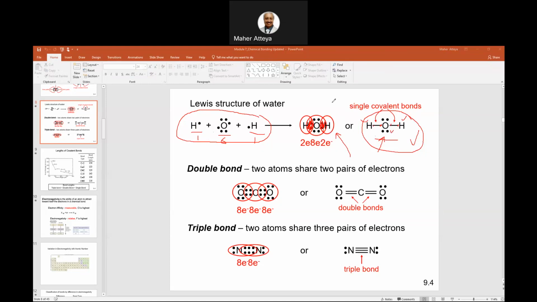So we have here in this example, let me just take it out. This one here, you look at this. This one is a single bond, a single covalent bond, and sometimes it's called what? Called sigma. S-I-G-M-A.